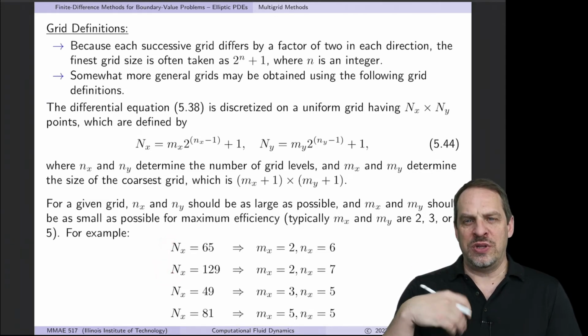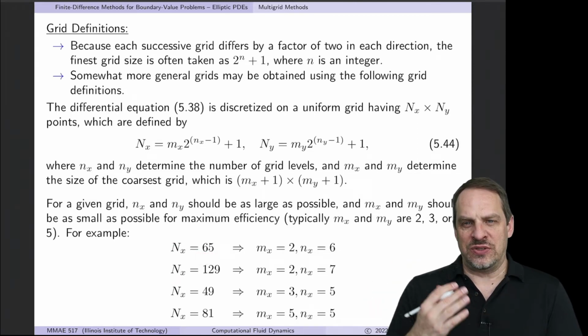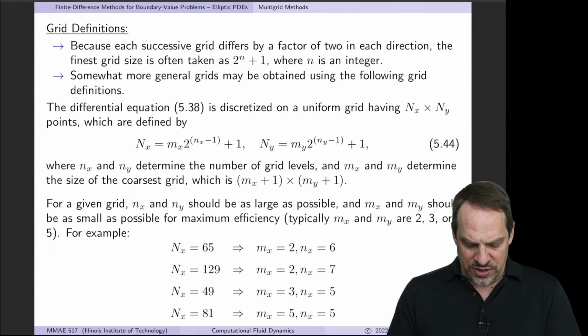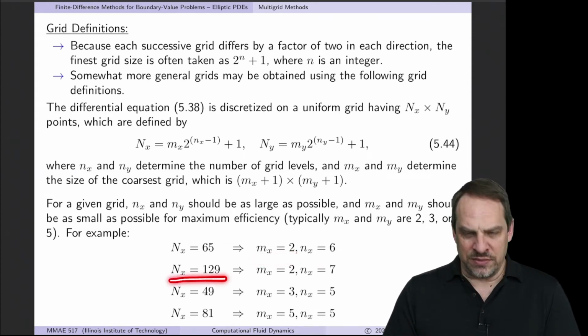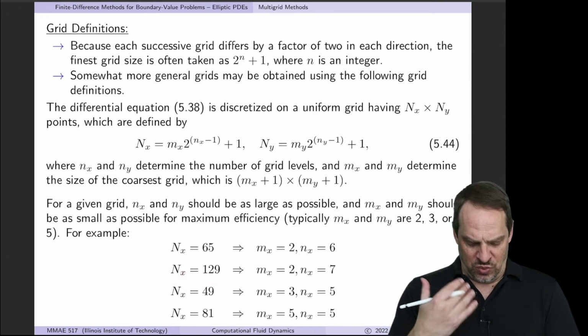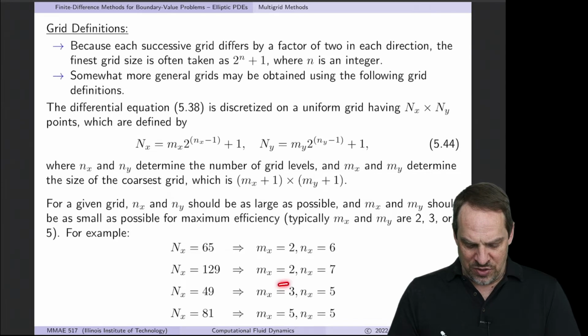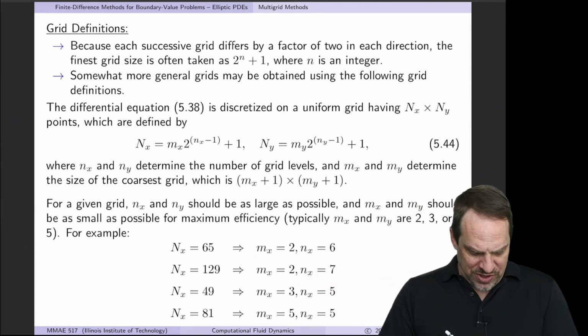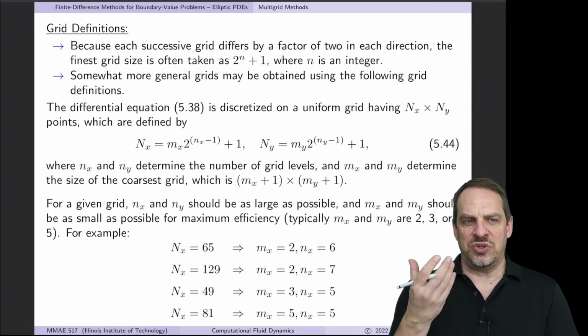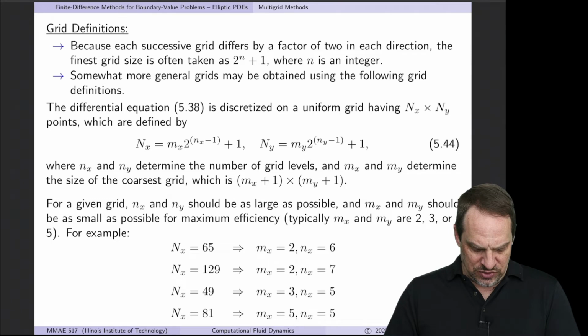These first two are 2 to the n plus 1. So 65, well, that's 64 plus 1. 64 is 2 to the 6, right? So 65, the mx would be 2, and the nx would be 6. So I have 6 grid levels, and the smallest grid would have 3 points, 2 plus 1. 129, same idea. So that's 128 plus 1. 128 is 2 to the 7th power. So in that case, again, the mx is 2, and the nx is now 7. So we have 7 grid levels to work with. But now we have the flexibility to get some other grid sizes between these 2 to the n plus 1 sorts of options.